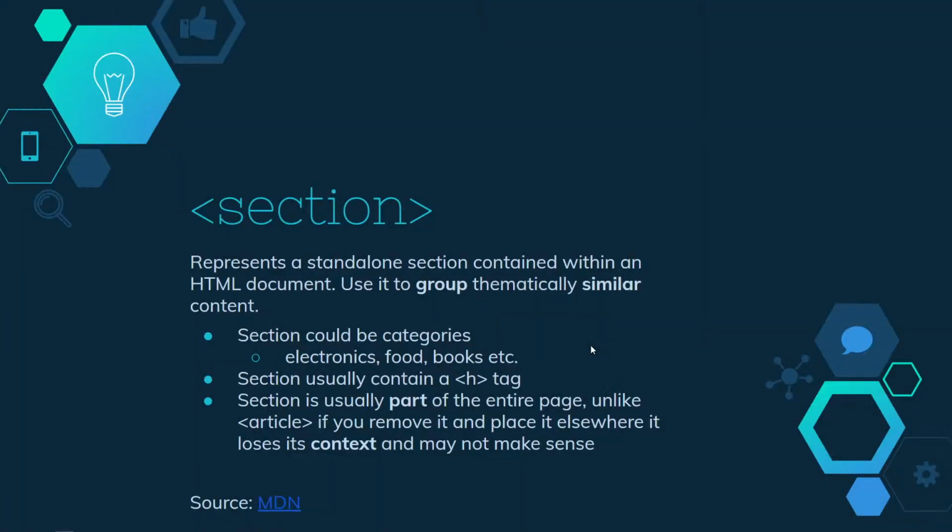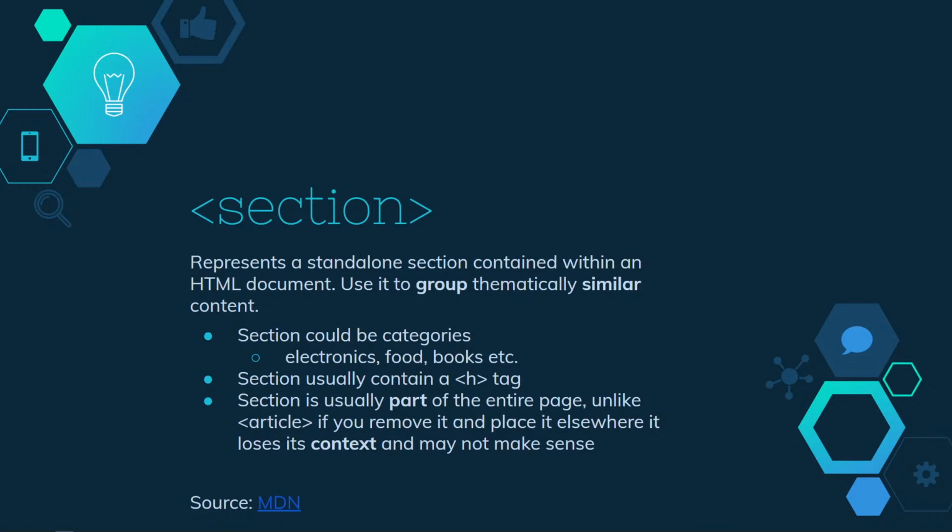Now we have another tag called a section. So this represents a standalone section contained within an HTML document, and we use it to group thematically similar content. So thematically as in the same theme. Okay, so if we're talking about shoes, you can put things in your section that's all about shoes. Okay. So the section could be categories, for example. So like we talk about electronics, food, or books.